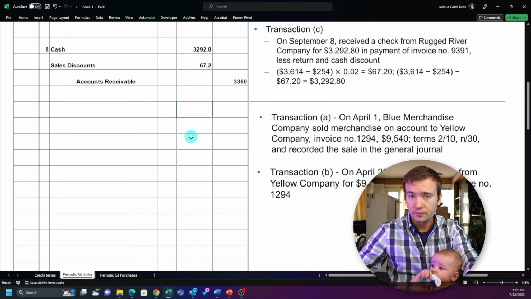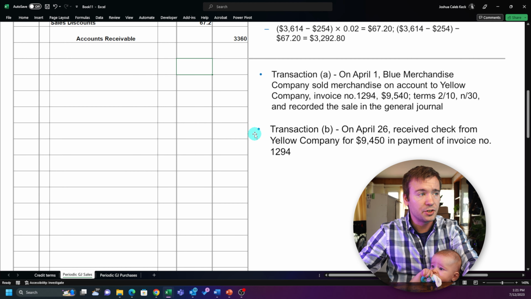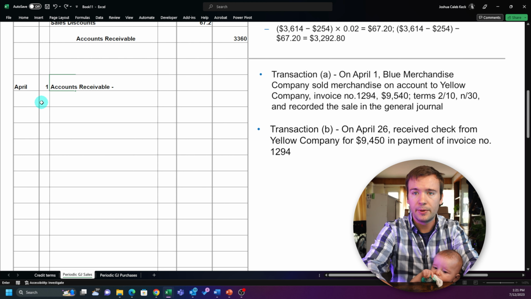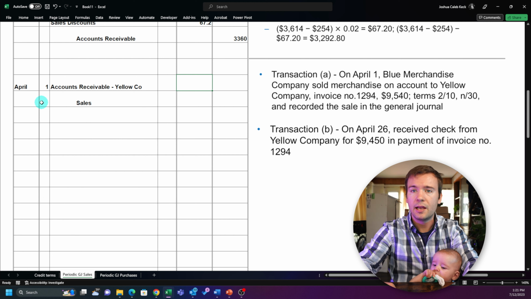All right. And then this last one here, transaction A on April 1st, Blue Merchandise sold merchandise on account to Yellow Company, invoice $95.40, terms 2/10 net 30. So let's record the sale. This is April 1st. And so we have accounts receivable debit to Yellow Company, and we have a credit to sales. And so the amount here, $95.40.